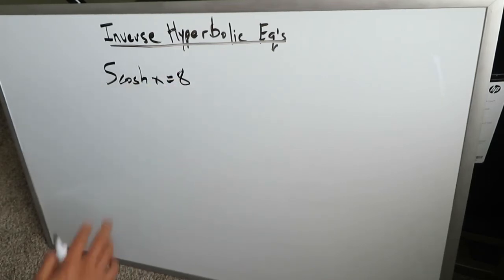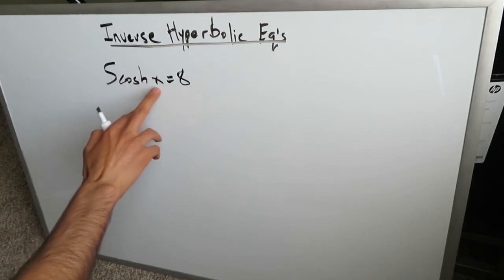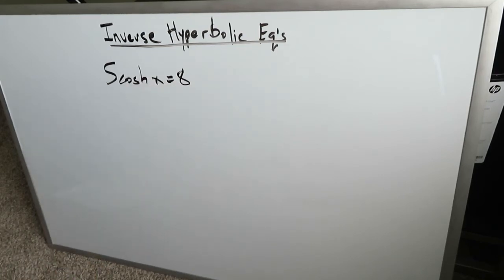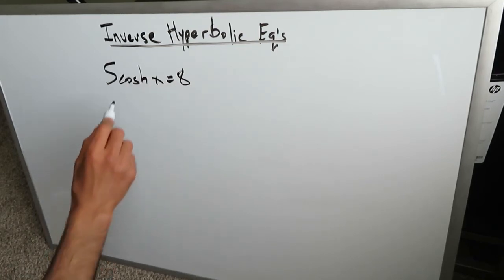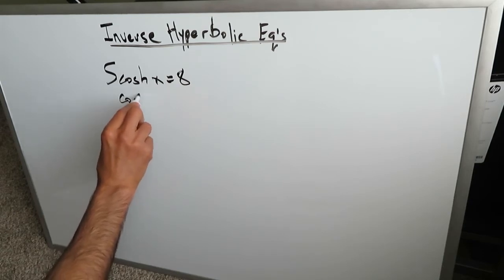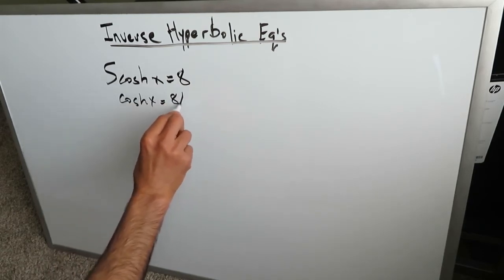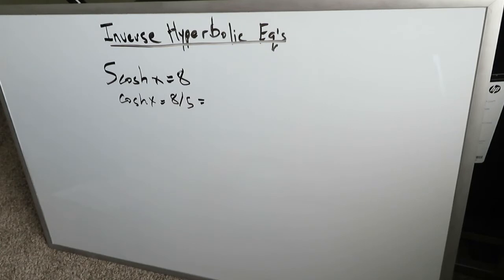We have a question over here. 5 multiplied by the hyperbolic cosine function of x is equal to 8, and we have to solve here for the value of x. Simple, just take everything on the other side. You get 8 over 5. But I would like to see this in decimal form. It will be easier that way. 8 divided by 5 gives me 1.6.